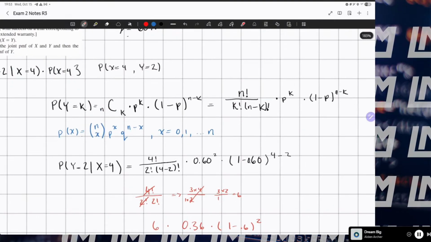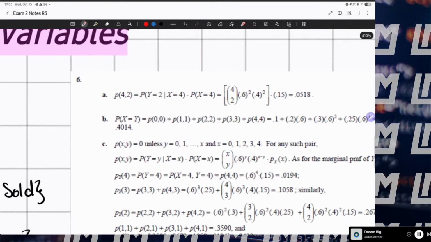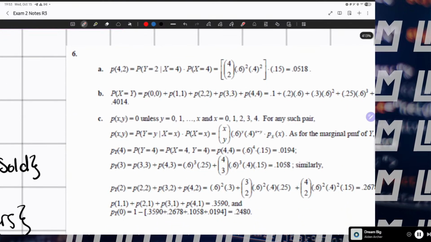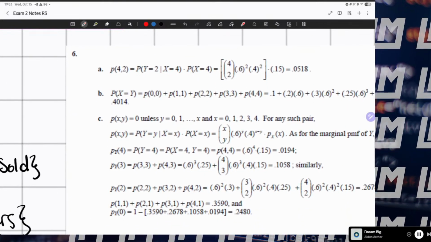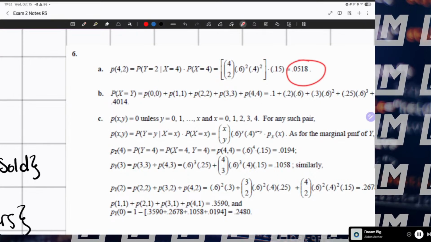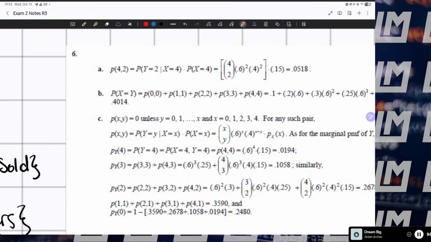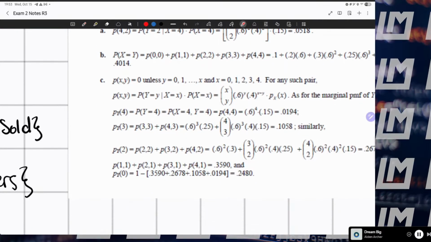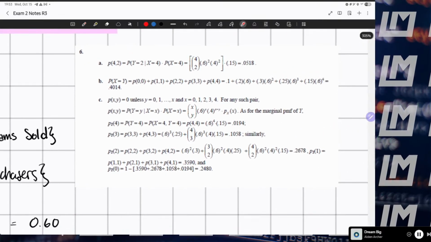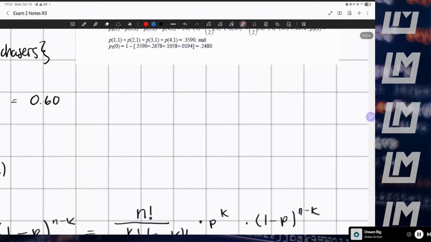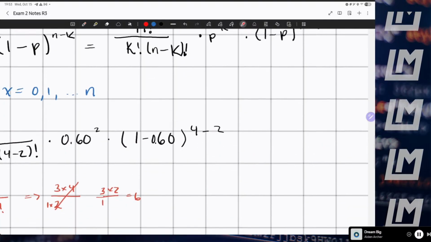Oh, I'm working on A. So I have the answers right here. So this is the answer, and I'm trying to get this one right here, 0.518. So I'm working on part A. If you want me to look at the answer, I can look at the answer for you if you're working on the same thing with me.